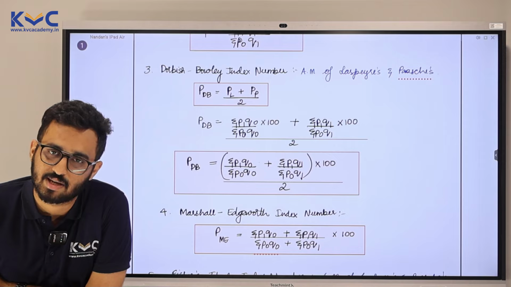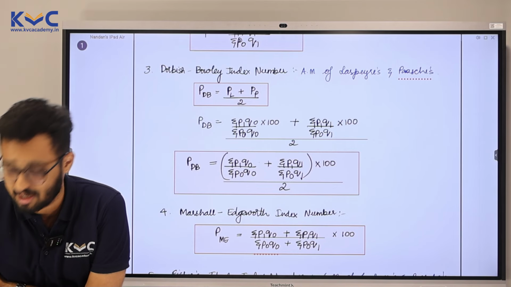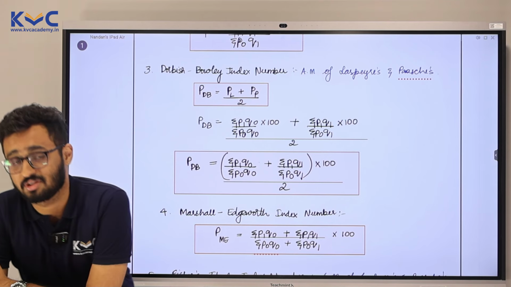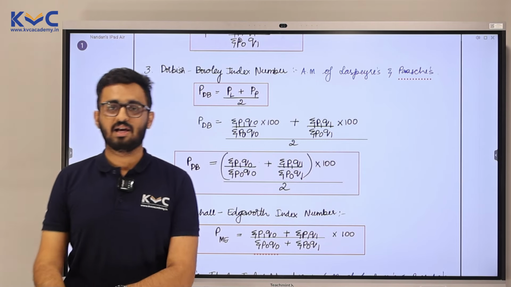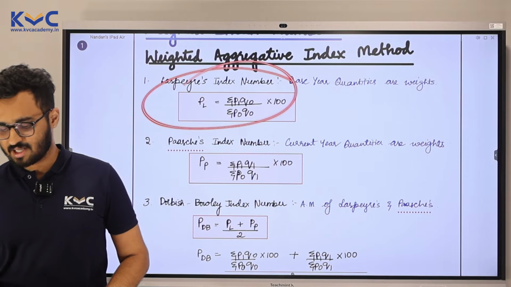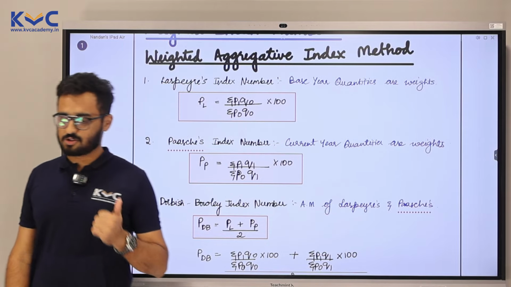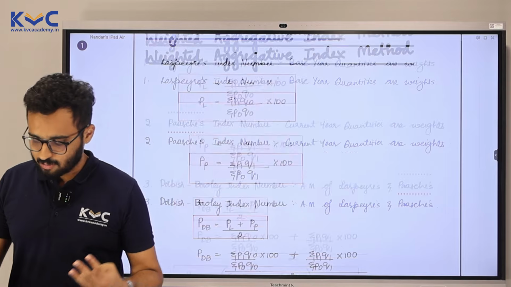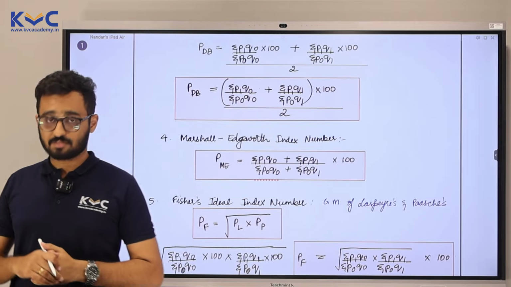So if you know Laspeyres and Paasches, you can directly write Dorbish-Bowley. You can also get Marshall-Edgeworth, right? And I have already told you how to remember Laspeyres and Paasches. Isn't it wonderful? So Laspeyres, Paasches, Dorbish-Bowley, Marshall-Edgeworth.